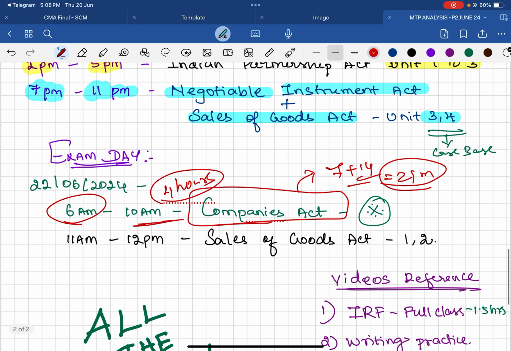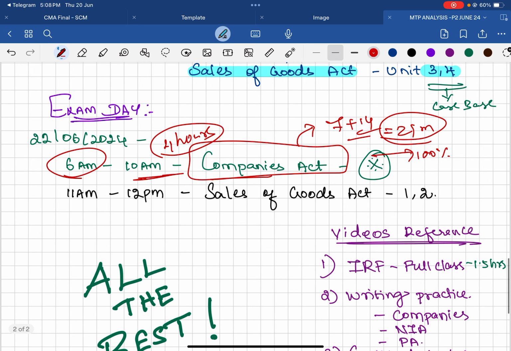On the exam day, you are going to study 100% of the Companies Act syllabus, and whatever they are going to ask you, you will write it. That is the 21 marks you will study. Then from 11 a.m. to 12 p.m., if you have time, just study Sale of Goods Act units 1 and 2.